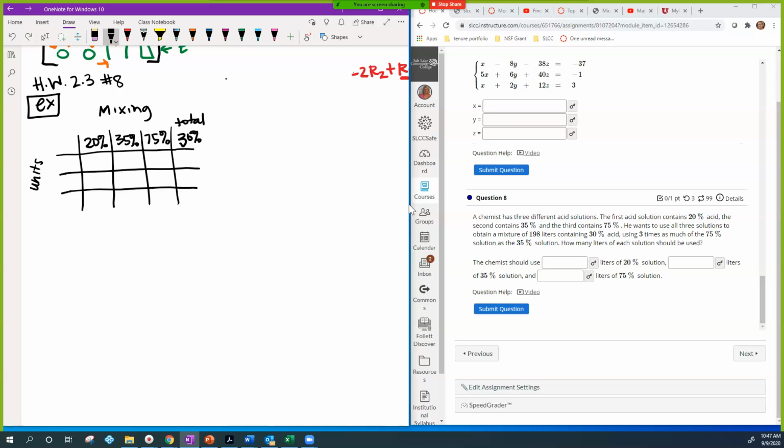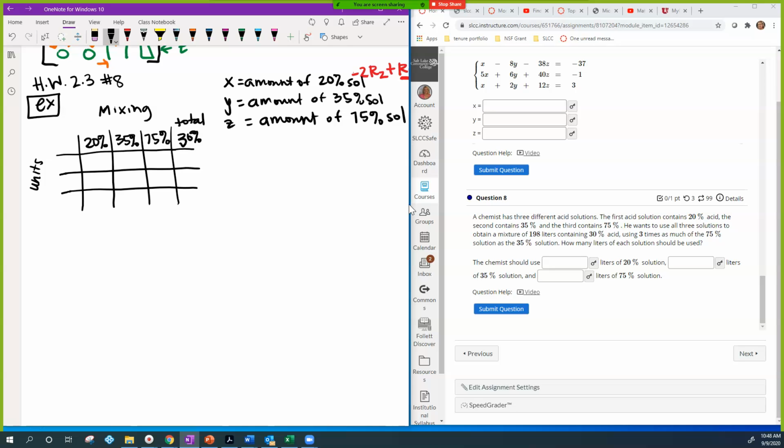So X is going to be the amount of 20% solution. Y is going to represent the amount of 35% solution. And Z will represent the amount of 75% solution. Those are the three things that we're finding. So I need to make sure that I have the three variables listed there.